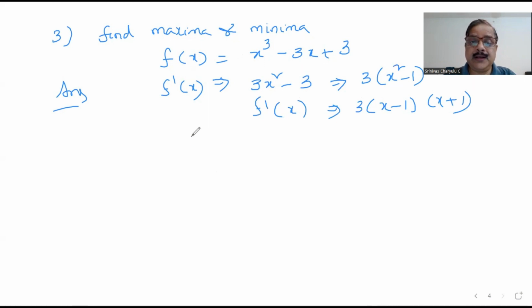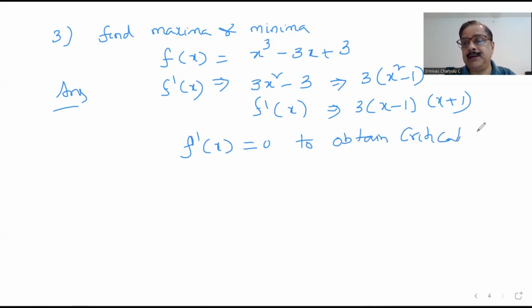Now put f dash x is equal to 0. What for? To obtain critical points. Critical points are the only points on the curve. Let us say the curve is like this, then this is one critical point, this is one critical point. Maximum, minimum, these are all called critical points of the function.